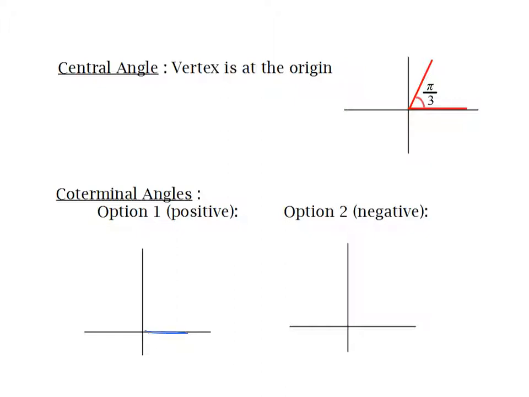My initial side is still going to be on the x-axis. My terminal side is still going to be right here at pi over 3. Now the angle that they've given me is the one that just goes right here. But I'm going to wrap around to get another angle that's still positive. I've got to continue going counterclockwise. I'm going to go all the way around and then back.